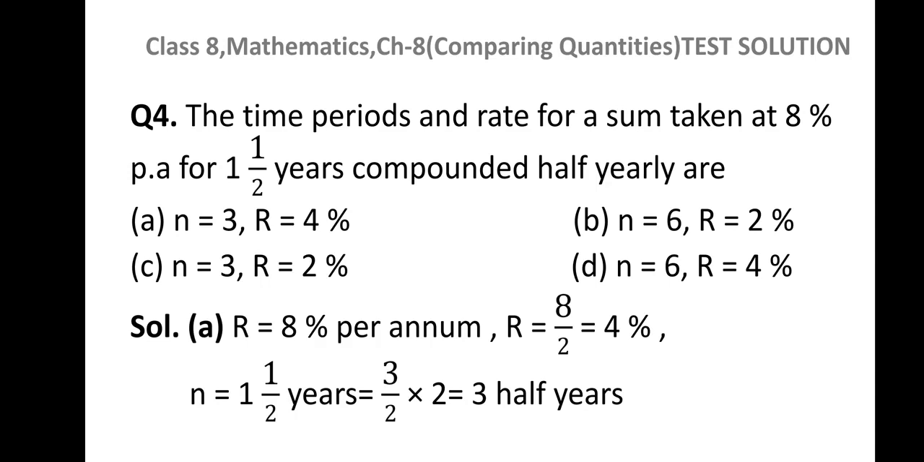I hope you have understood this question. So, when the interest is being compounded half yearly, we need to divide the rate by 2 and multiply the time by 2, and we have understood this in detail in the previous lecture.